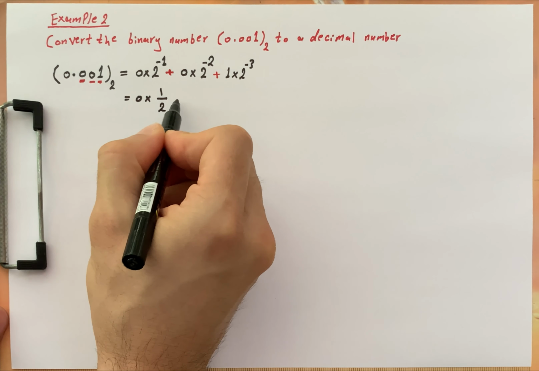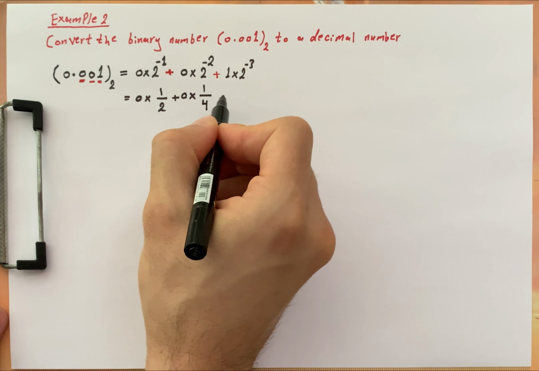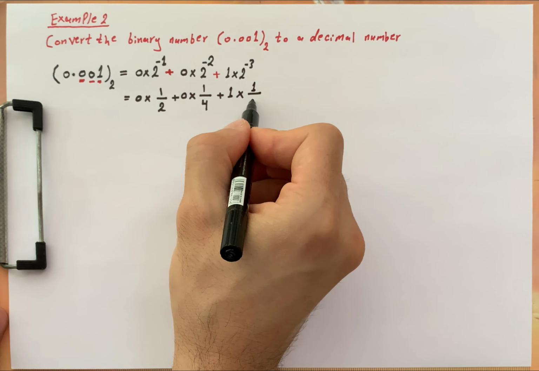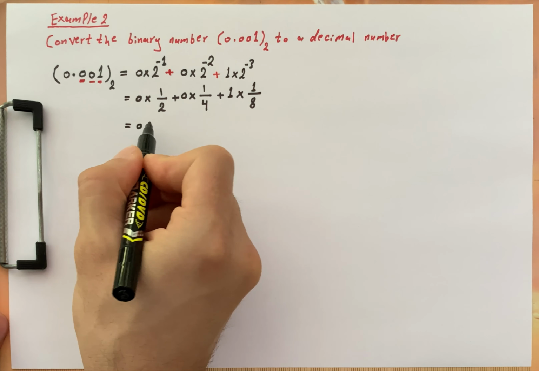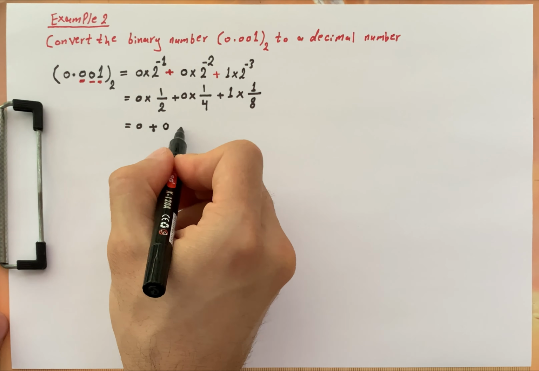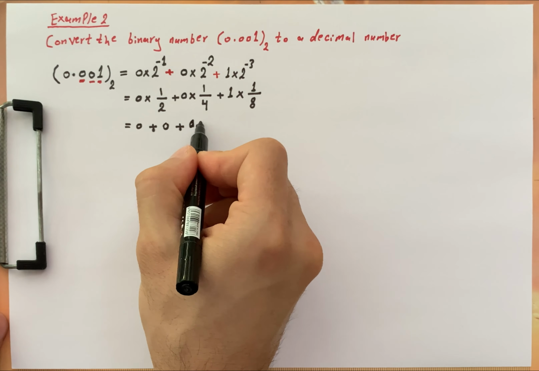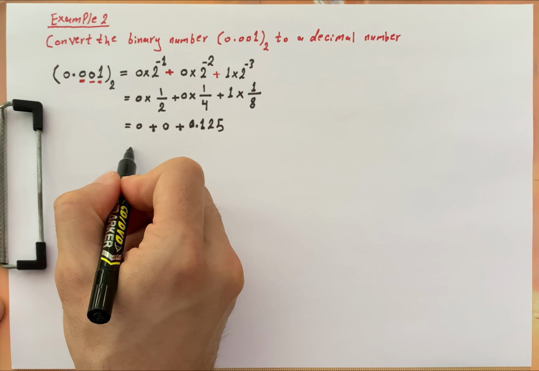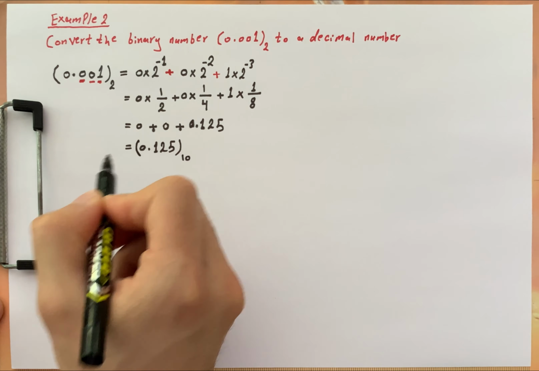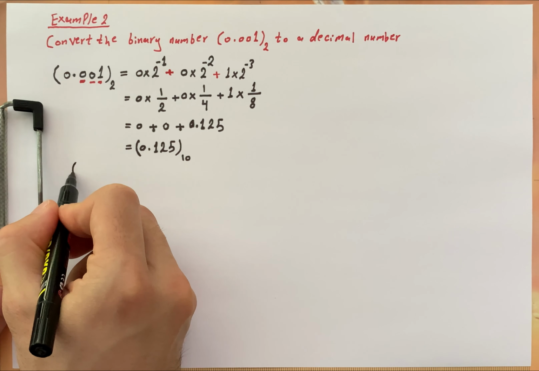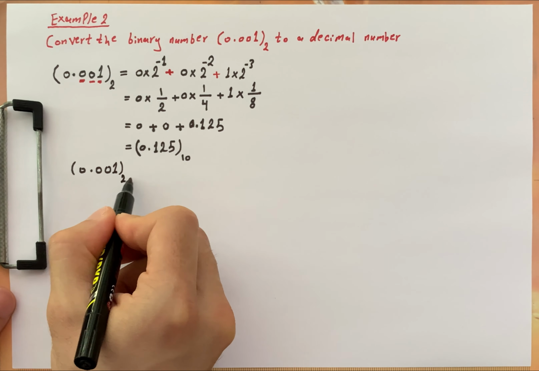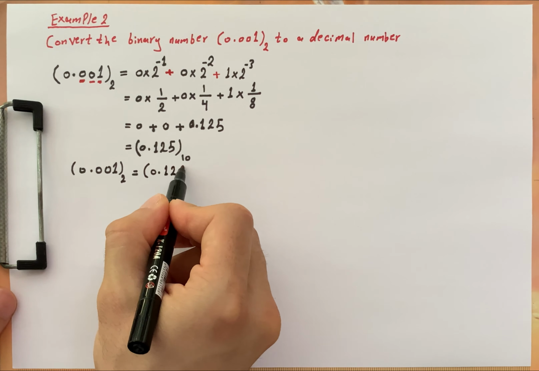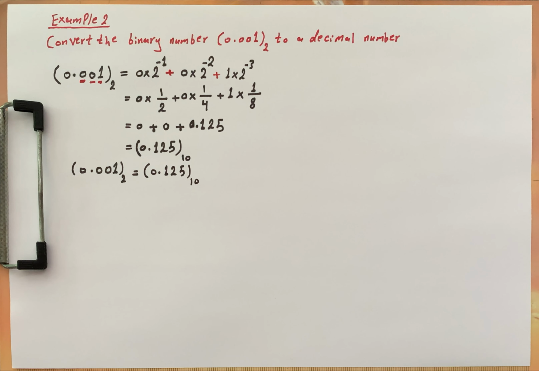equal to 0 times 1 over 2 plus 0 times 1 over 4 plus 1 times 1 over 8, equal to 0 plus 0 plus 0.125, equal to 0.125. So the number 0.001 in binary is equal to 0.125 in decimal.